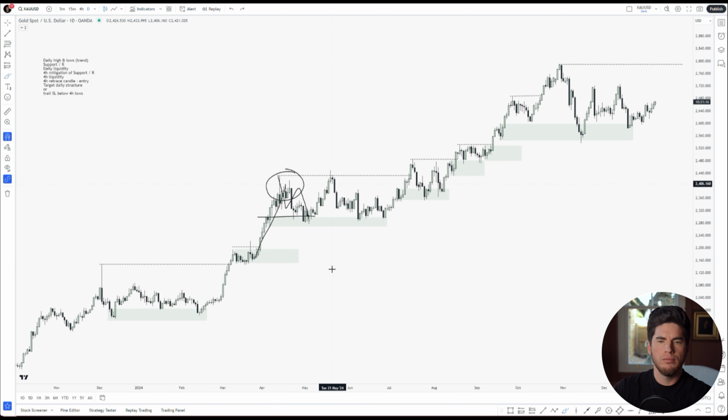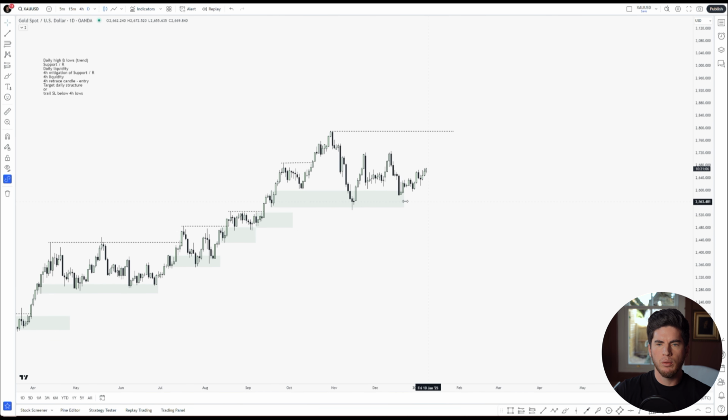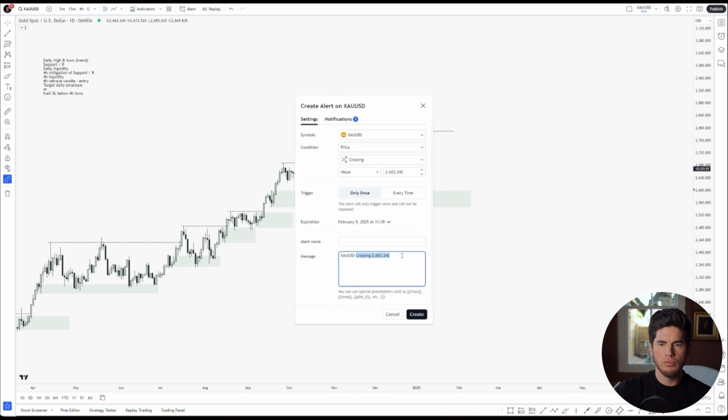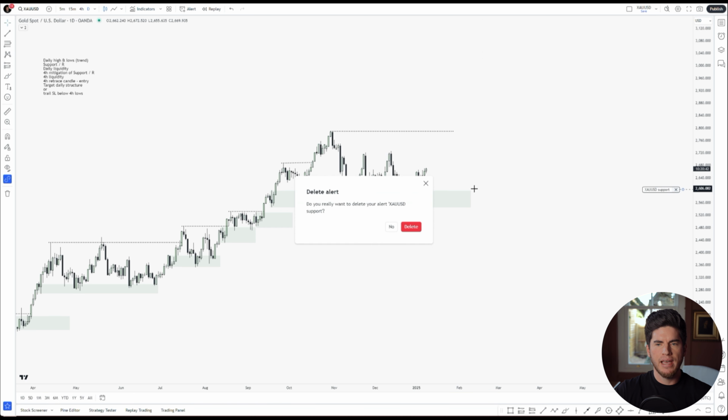And on TradingView, for those who didn't know, you can right click and set an alert. So for example, if I was waiting for price to come back into this level now, I can right click here, set an alert, and we can put gold support, create that. And you can go around your daily business and not have to even open the TradingView app on your phone or your desktop until you get that notification that price has come back into that area.